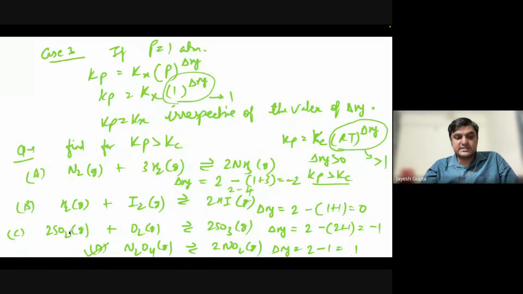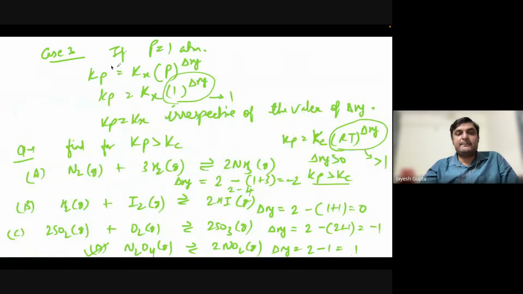In C option, you can see it is 2SO2 plus O2 gas gives you 2SO3 gas. All the phases are gases, so the difference will be 2 minus 3, that is minus 1. So again, your Kp will be decreased. It will be less than Kc. But in D option, since both are gases, you are having delta Ng 1. So this will give you a greater value of Kp. Kp will be greater than Kc.